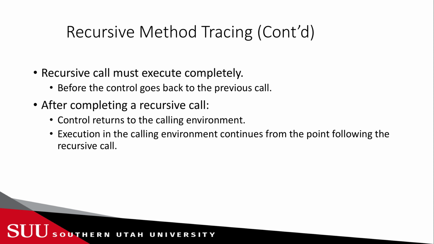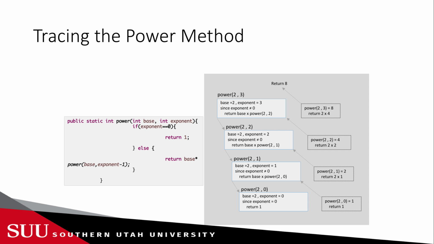After completing the recursive call, the control will return to the calling environment, which is most probably going to be the main method, and the execution in the calling environment will continue from the point following the recursive call. So if you make a recursive call, let's say in line 7, it's going to go to that method, complete execution, and then go back to the main method, continue execution from line 8, let's say. Exact same thing like calling a regular method. Let's see an example here.